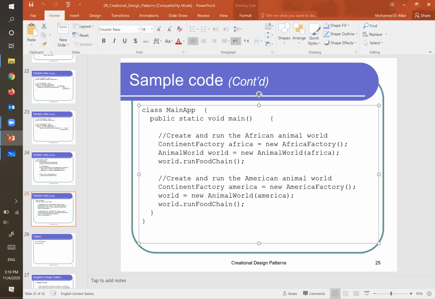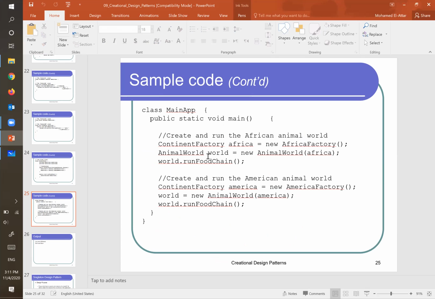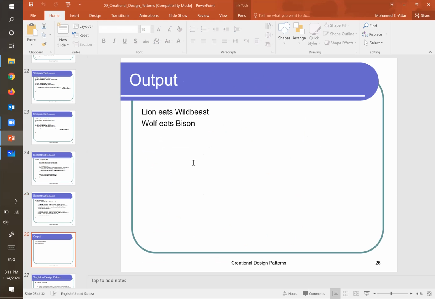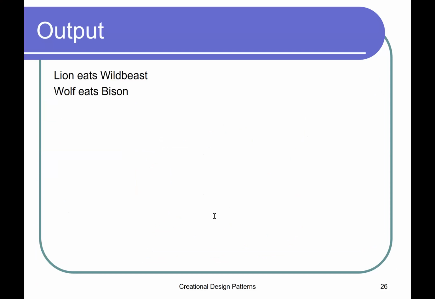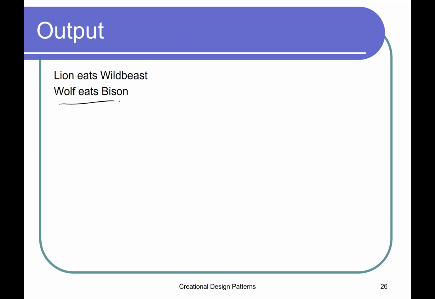So first time around, when I ran the food chain, what I had was an animal world. So what is actually going to be printed when I run it? It says lion eats the wild beast. Whereas the next time it was an America factory producing the America type objects, and it produces this line over here: wolf eats bison.